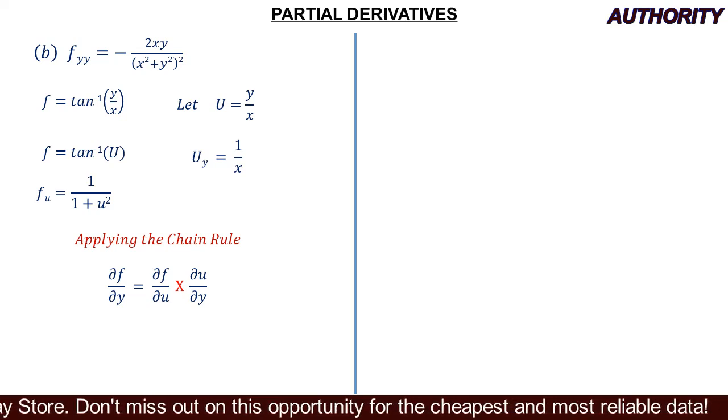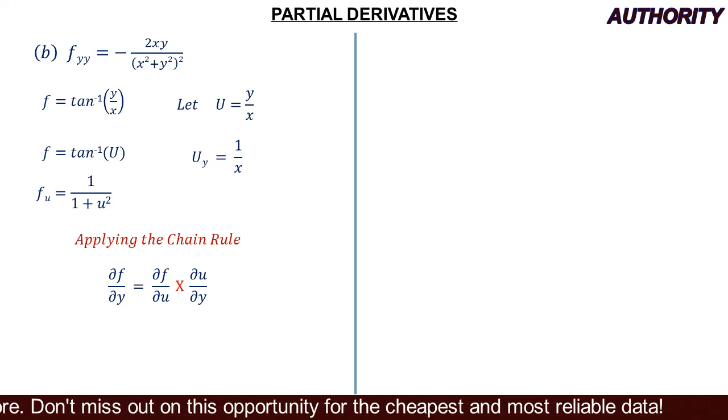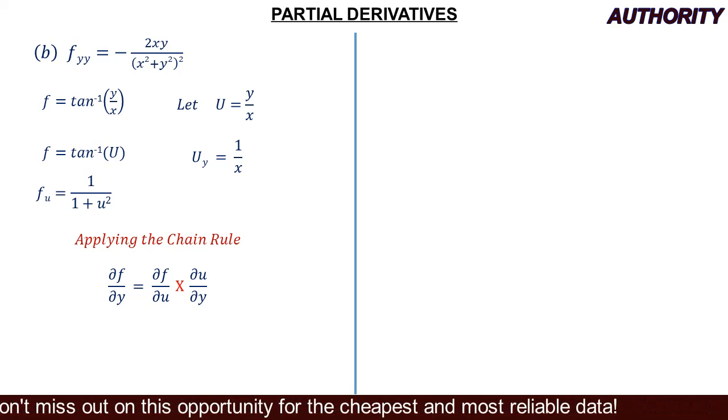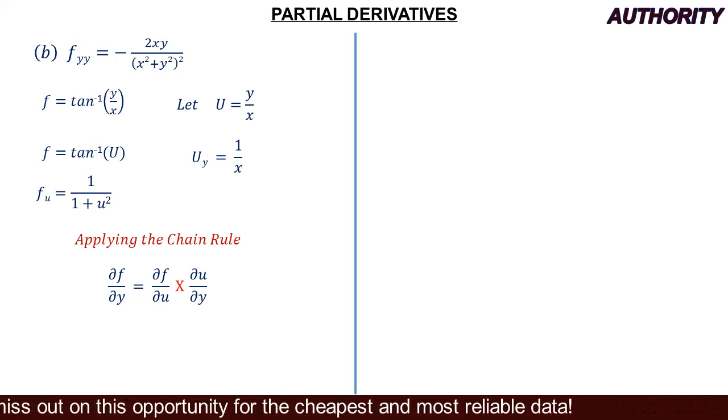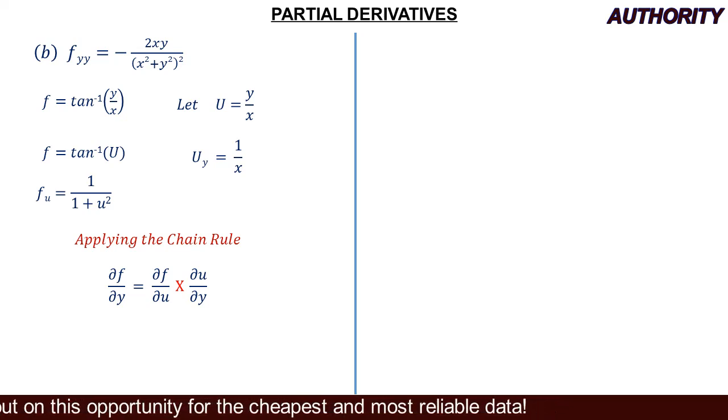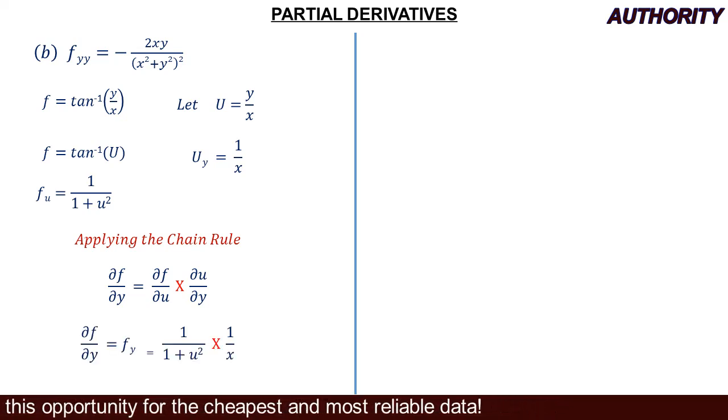Okay, good. Now let's go. I think these two partial derivatives, we have gotten them already. Let's bring them and multiply together. So we are going to see that the partial derivative of f with respect to y is equal to 1 all over 1 plus u squared multiplied by 1 all over x. Right, good. Let's combine this together.